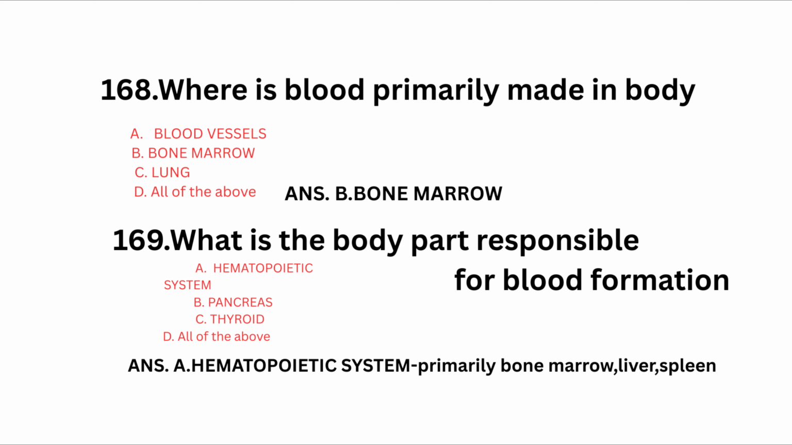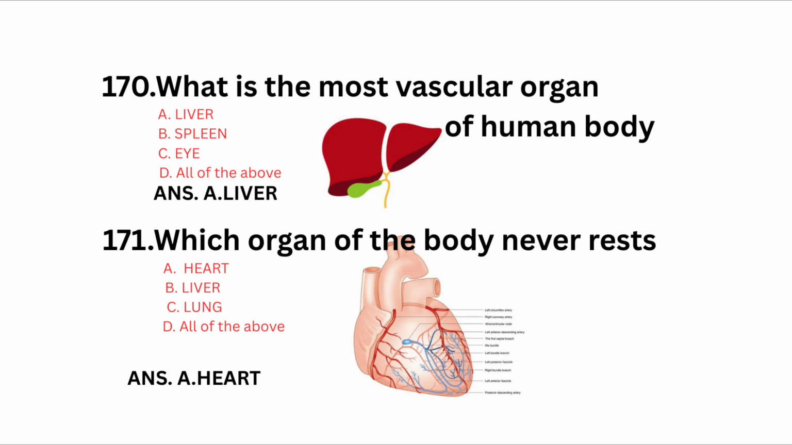169. What is the body part responsible for blood formation? A, hematopoietic system, B, pancreas, C, thyroid, D, all of the above. Answer is the hematopoietic system: the bone marrow, liver, spleen.